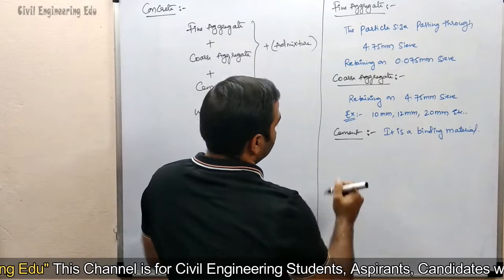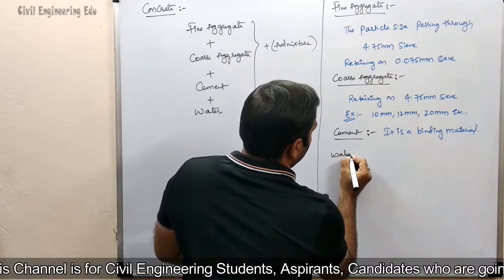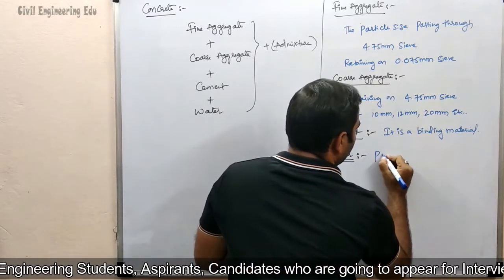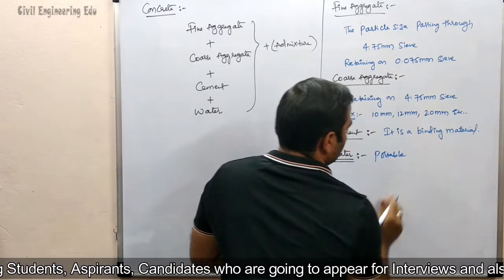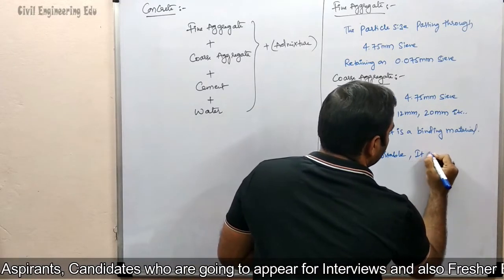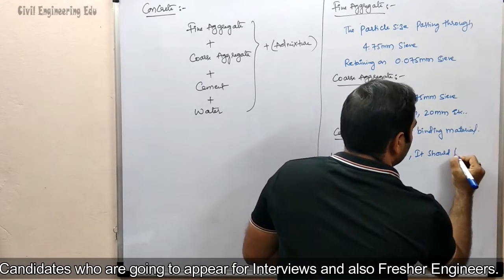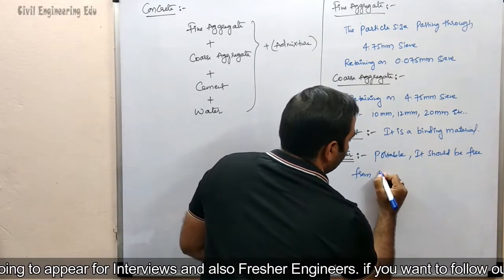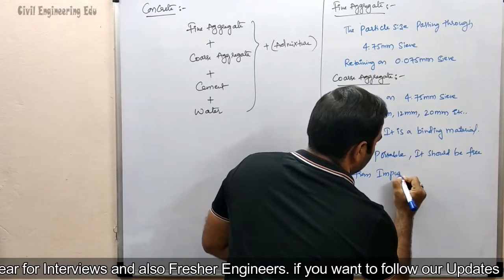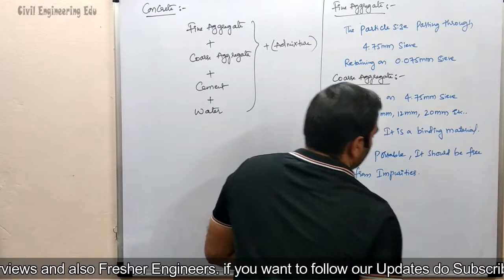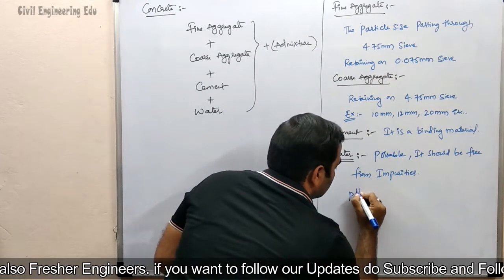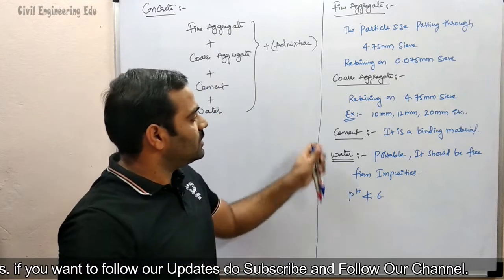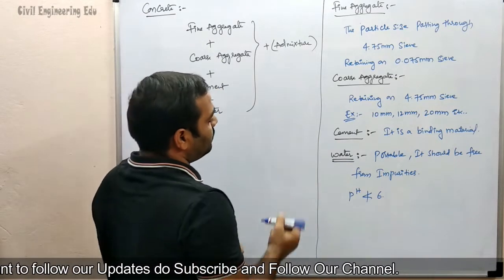So next one is water. We also should know about water. Water should be potable and it should be free from impurities, and pH value should not be less than 6. So this is the material which we use in mix of concrete.